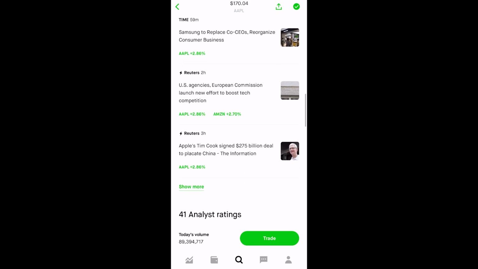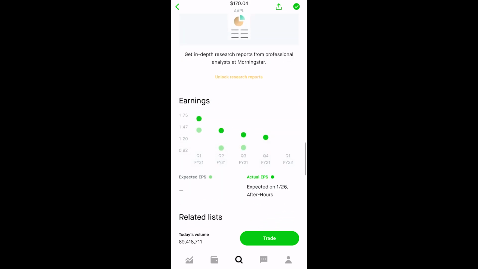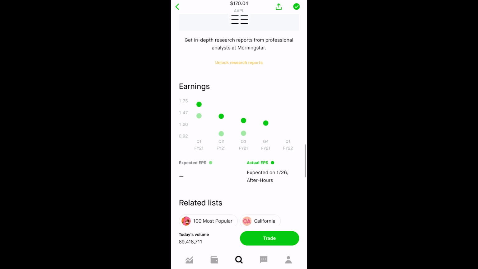Now we're going to scroll back down to where we were. And earnings, this is the next thing we can look at. The earnings, you can look at different quarters. The light green is what they're expected, and then the dark green is what they actually reported. So this is good because the actual earnings per share were higher than what's expected every single quarter for the last 4 quarters. A lot of the time you're going to see one in the red because it's never going to be perfect, but this is pretty cool looking at Apple over the last year.